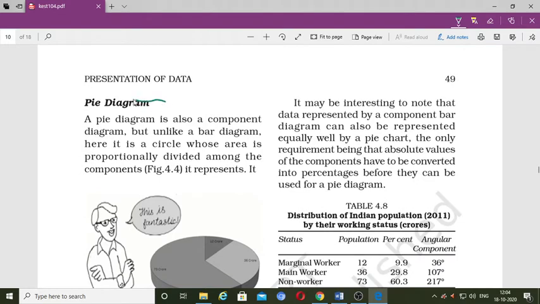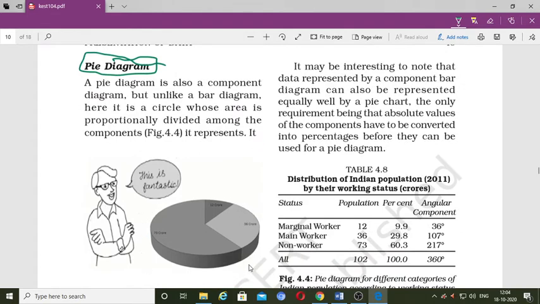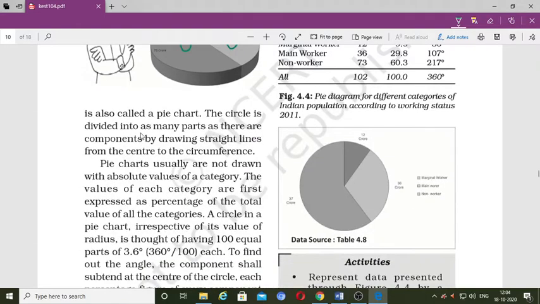Next is the pie diagram. So what is a pie diagram? This is simply a circle which is divided into different percentages according to the magnitude of the data. A pie diagram is also a component diagram, but unlike a bar diagram, it is a circle. It is a circle whose area is proportionally divided among the components it represents. Which components are there? For example, here is one component, here another, and here another. This is called a pie chart.